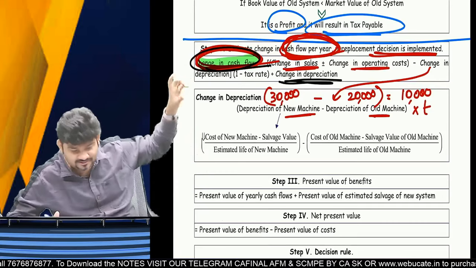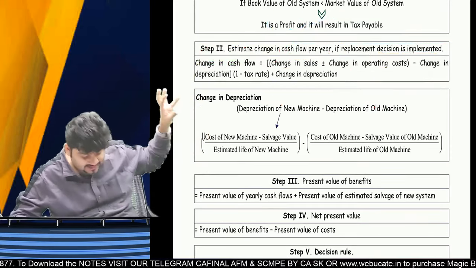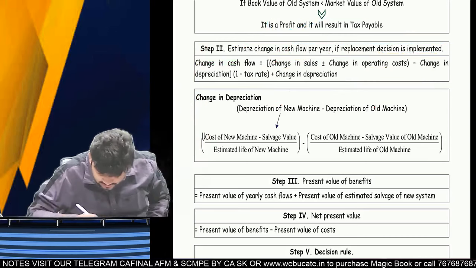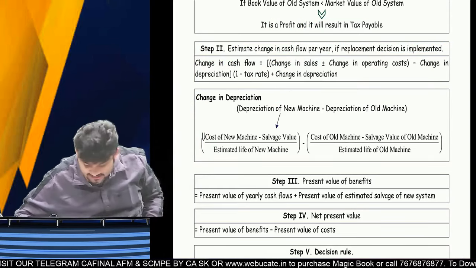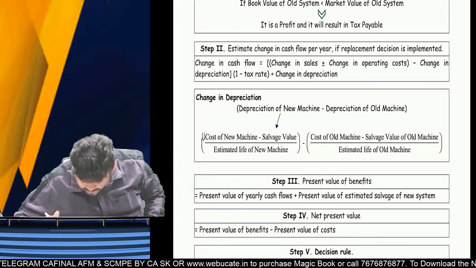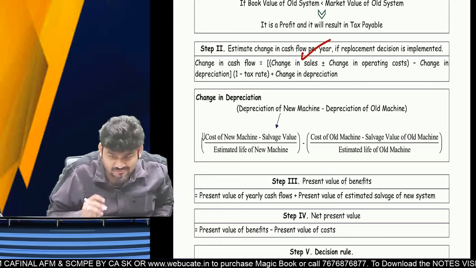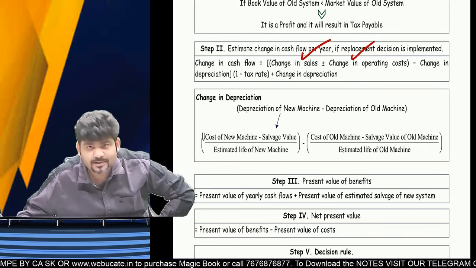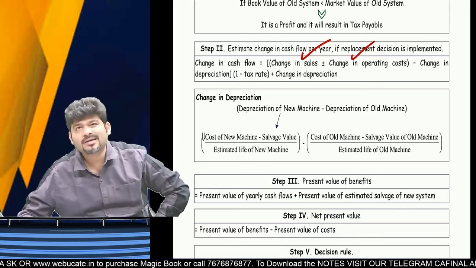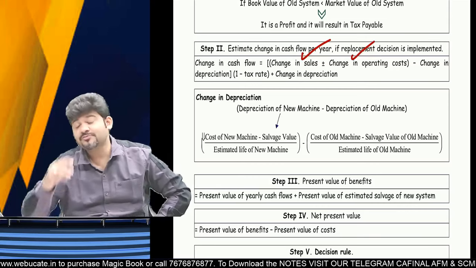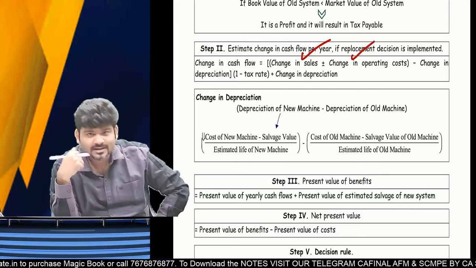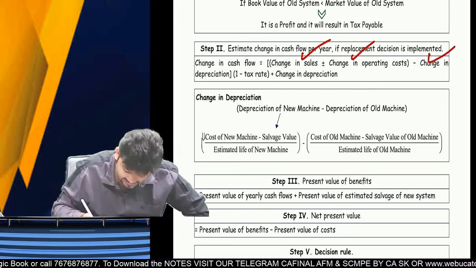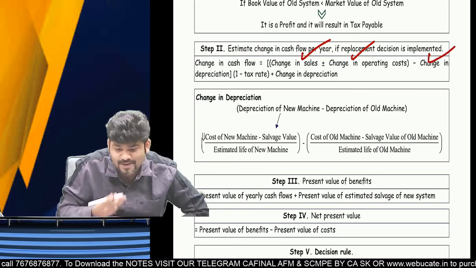So see here, in the first case, I'll just remove this. In the first case, change in cash flow is change in sales, positive. How much? Say 10,000. Say change in variable cost, say 5,000. Less change in depreciation. Earlier we used to charge 20,000. Now we are charging 30,000. So the cost effectively in terms of tax rate benefit has now decreased. So this is all on account of the impact of tax benefit.